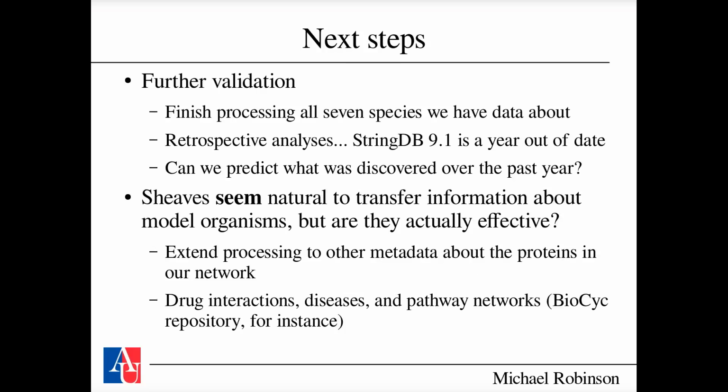So, of course, we're now continuing some further validation. We'd like to finish processing all 7 species. I've just shown you species for human and mouse. Do some retrospective analyses. StringDB 9.1 is a year out of date. Maybe we can predict what was later studied, later found. Can we predict what has been discovered over the past year? That would be kind of a neat study.